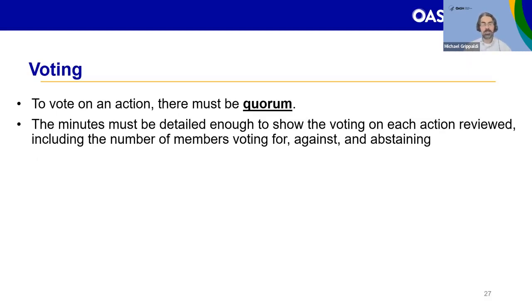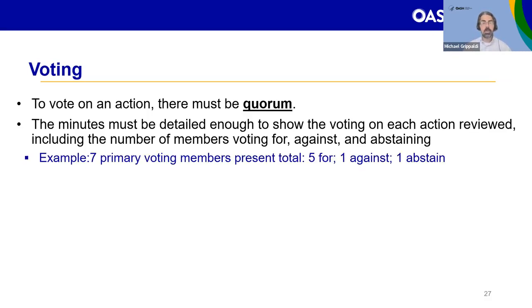When a vote occurs, the IRB minutes must be detailed enough to show the vote of each primary member on the action, right? This includes showing who voted for, meaning approval, who voted against approval, and who abstained. If we have 7 primary members present for an action, the minutes might reflect that 5 members voted for approval, 1 voted against approval, and 1 member abstained.